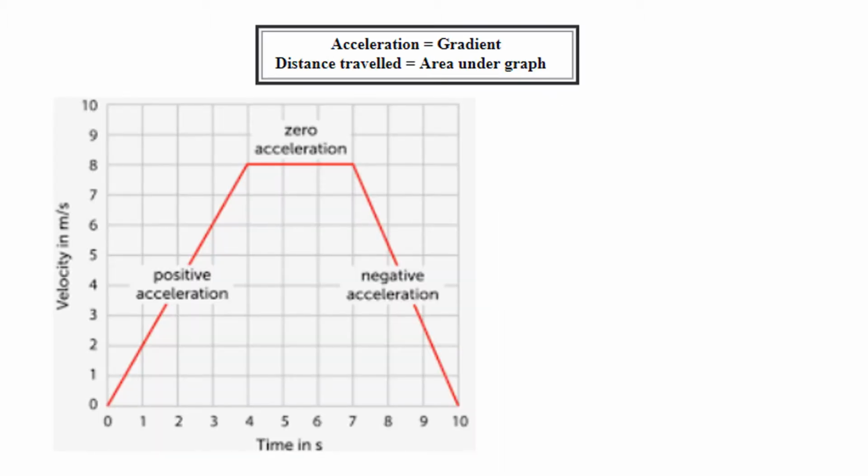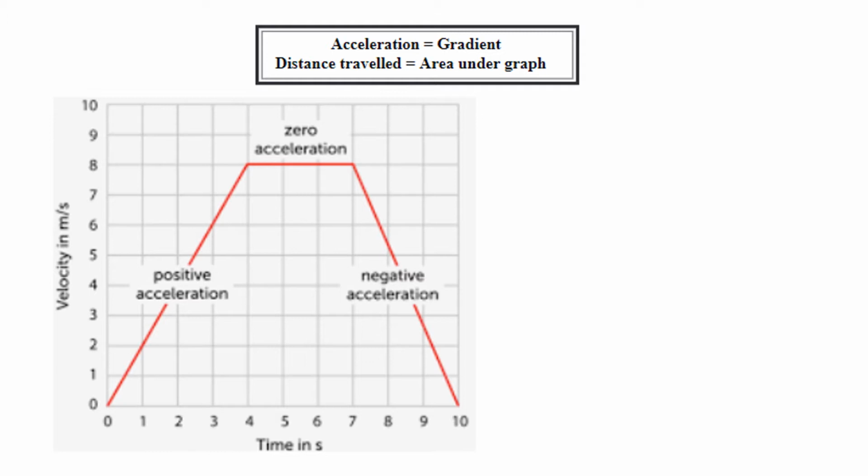So this is a velocity time graph, and as you can see from the graph itself, we put the time in seconds along the x-axis. So that's the horizontal axis, and we put the velocity in meters per second on the y-axis, which is the vertical axis.